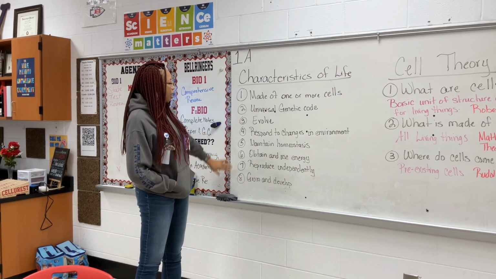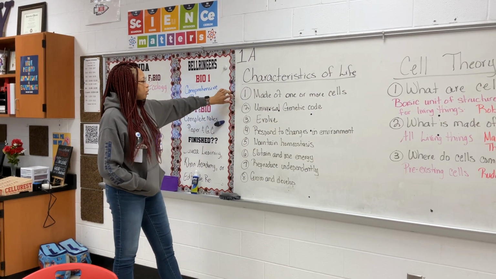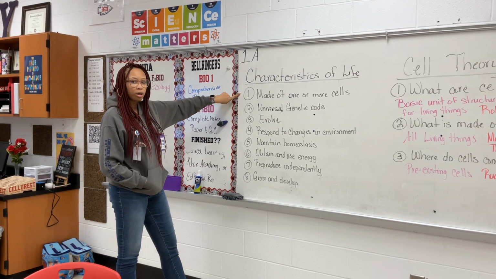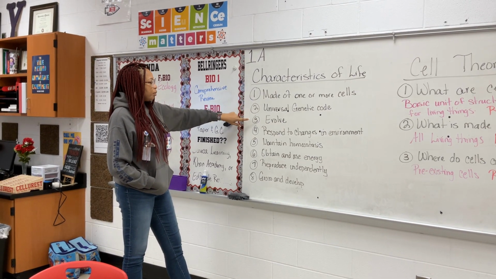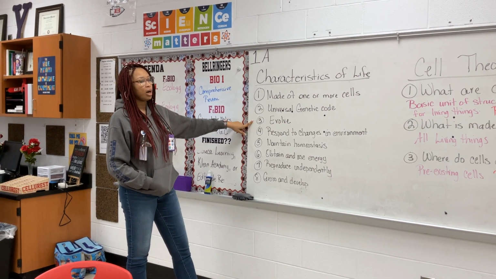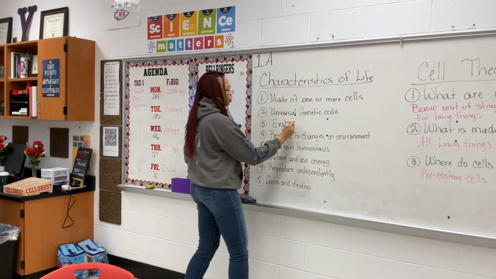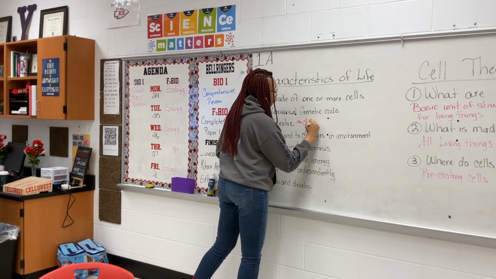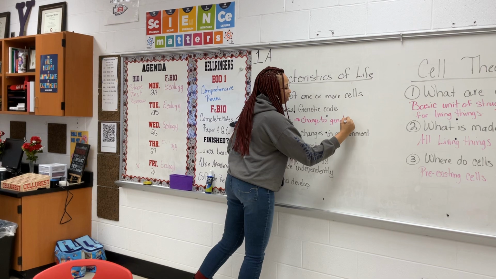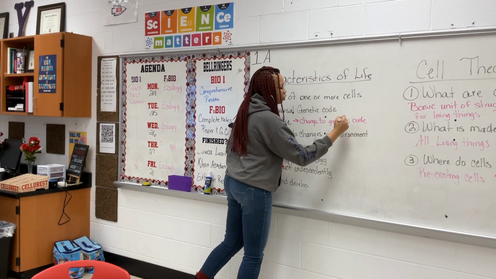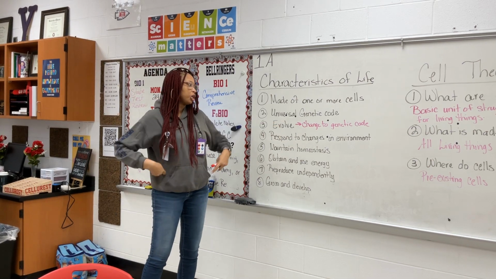So there are 8 characteristics that something must have in order to be classified as biotic. The first and most important is that it must be made of one or more cells. The other 7: you must have a universal genetic code, and you must have the ability to evolve. That doesn't mean you're going to evolve, but you must have the ability to evolve. Evolution is a change in the genetic code. That's important because a lot of students confuse this change with growth and development, but it's not growth and development, it's a change to the genetic code.